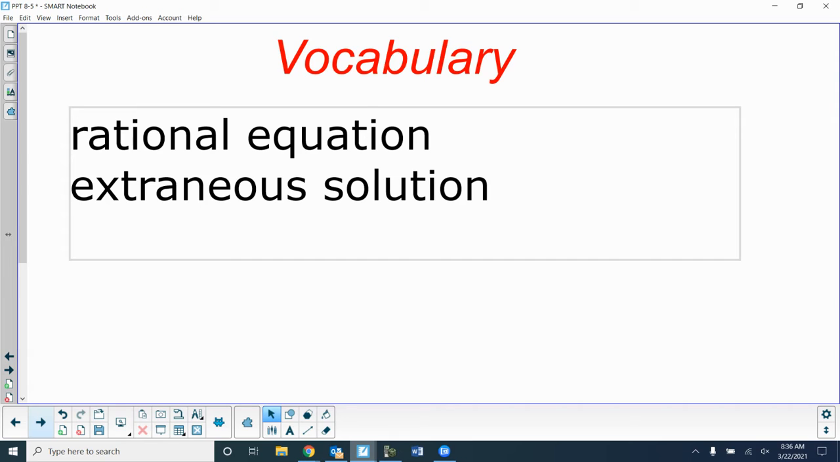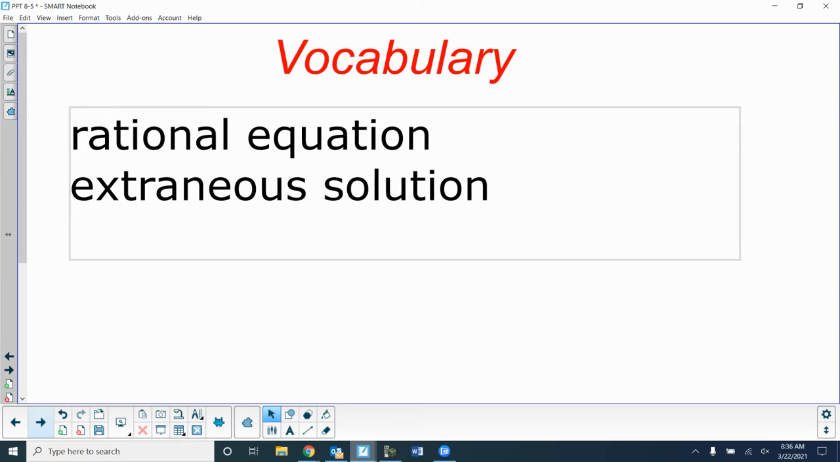Extraneous solutions are solutions that don't work. And what makes them not work? We called them restrictions when we did the simplification and adding and subtracting. What were the restrictions? What did we look at to find restrictions before? What made the x zero in the denominator, right?